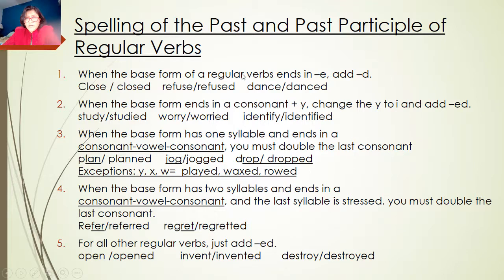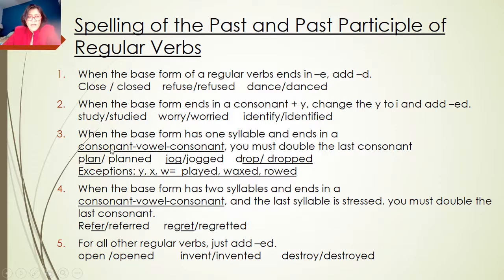That's when the base form of a regular verb ends in e, we only add the d: close, closed; refuse, refused; dance, danced, because this e is silent, and then we just use it to finish the syllable. When the base form ends in a consonant plus y, change the y to an i and add ed, right? So we have study, studied; worry, worried; identify, identified.